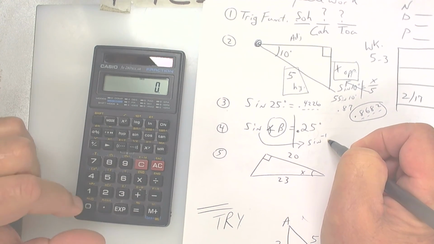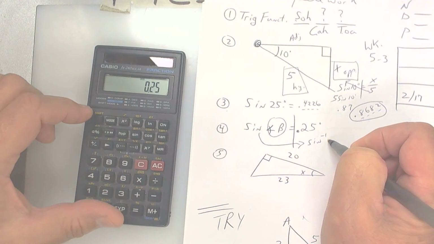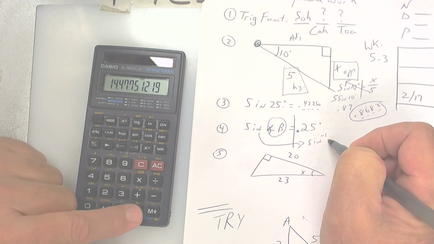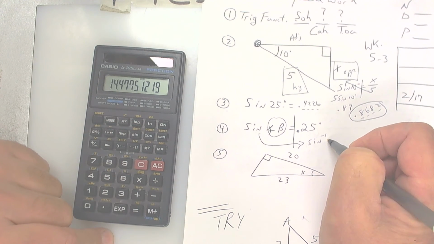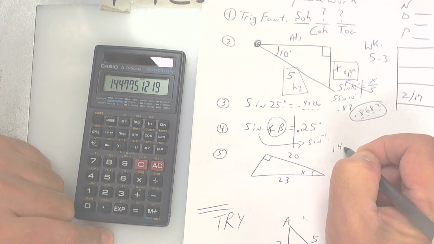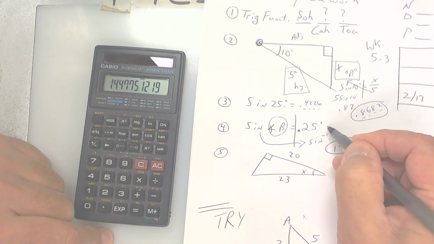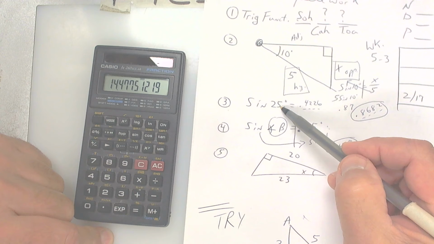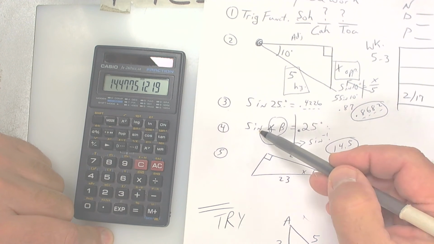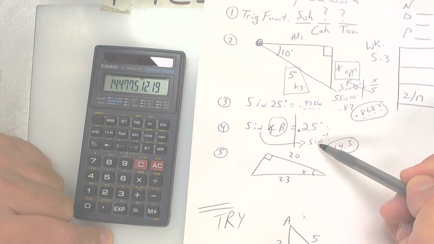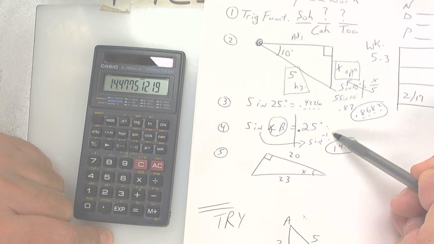So you want to press 0.25, shift, and then sine, and press equals. I get 14.5 for this one. So make sure you know the difference. This one is just using your calculator. This one is the inverse function where you have to divide by the word and it becomes the arc. Okay, one more.